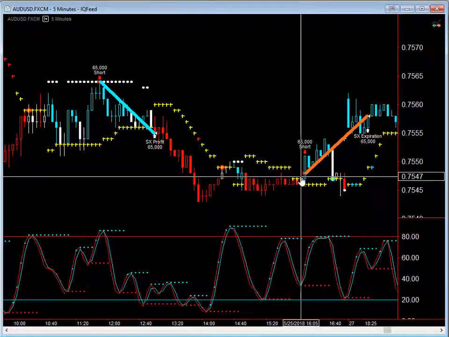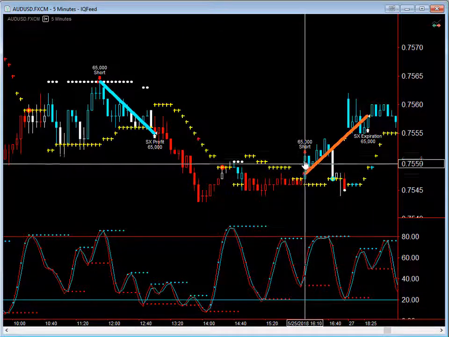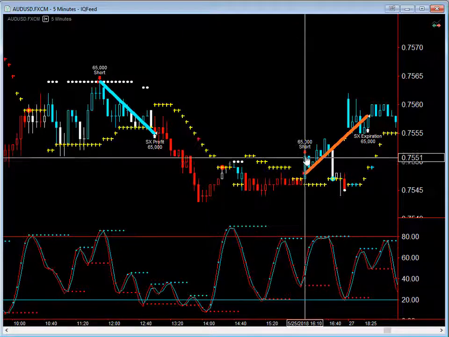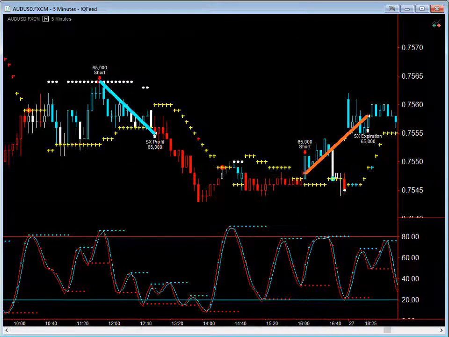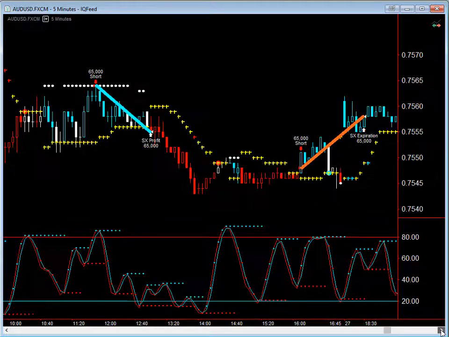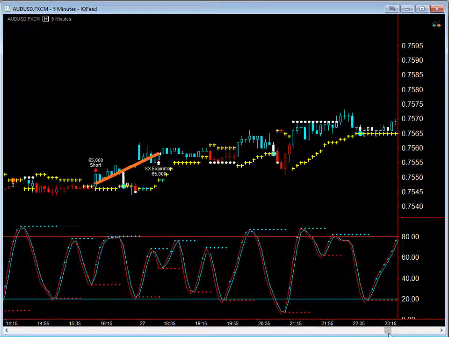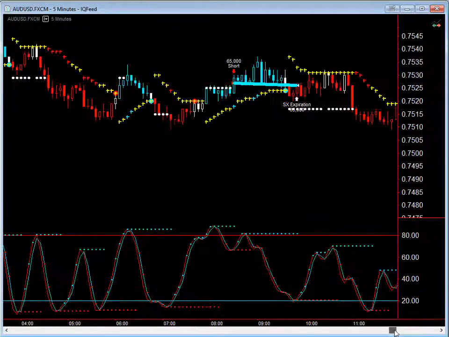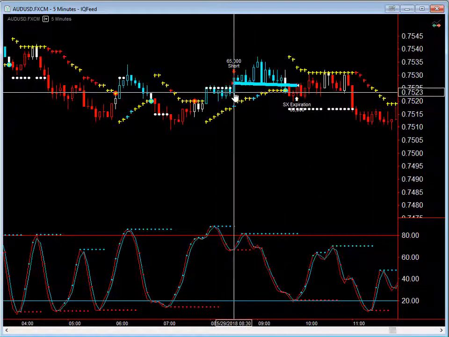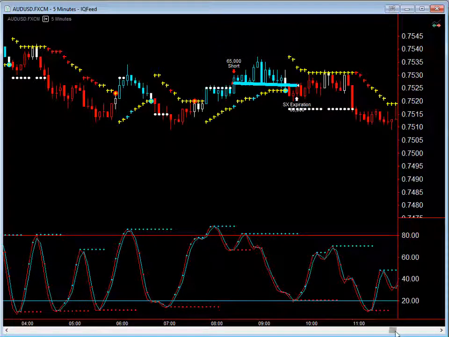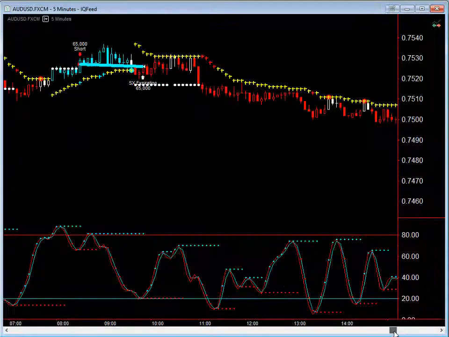This is another one. It comes in, and you can see you didn't even get a congestion dot here. Okay, when you see something like that, you don't enter that trade. That is a no-go trade. And again, I'm just scrolling through trying to find one. Again, here you get one, but you see it's already broken through the congestion dots. Do not attempt to enter that trade.